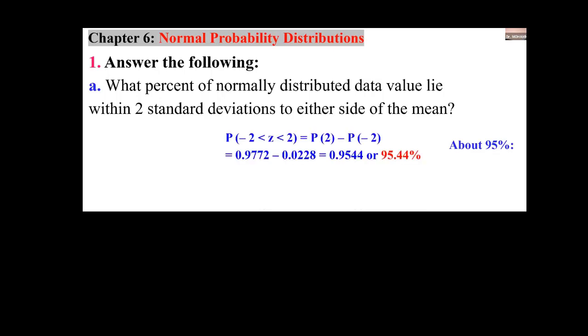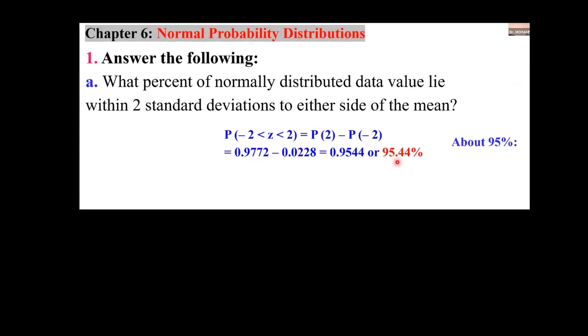If we want to precisely calculate that, we use the following methodology. The probability of a z between -2 and 2, which is the probability of 2 minus the probability of -2 if we go with the graph. And we end up with 95.44%.